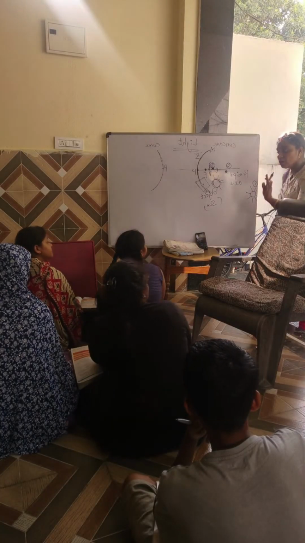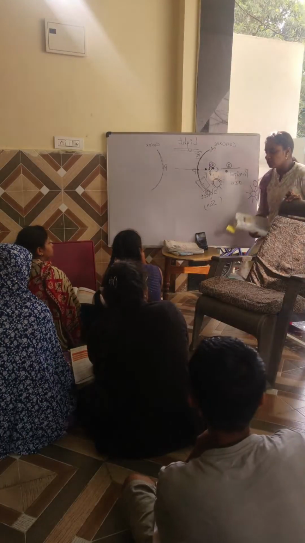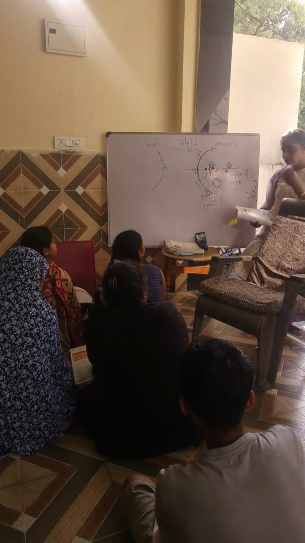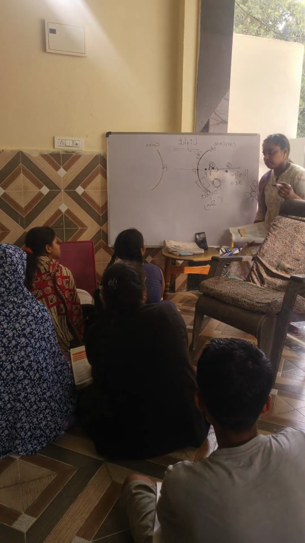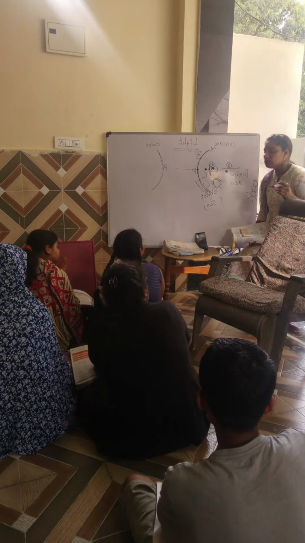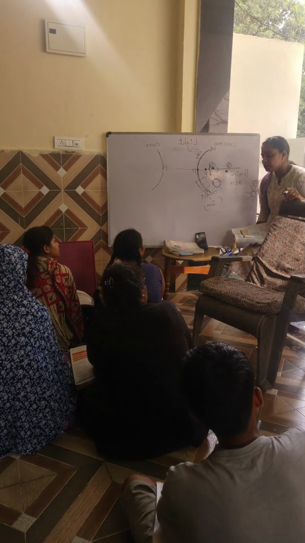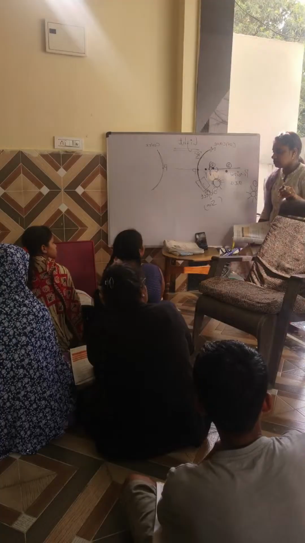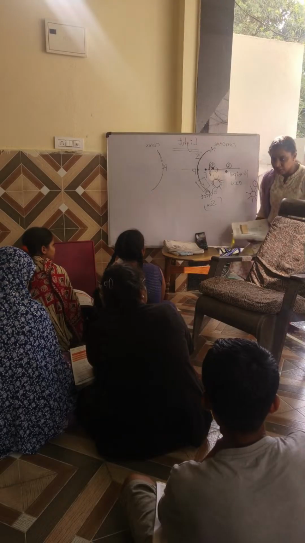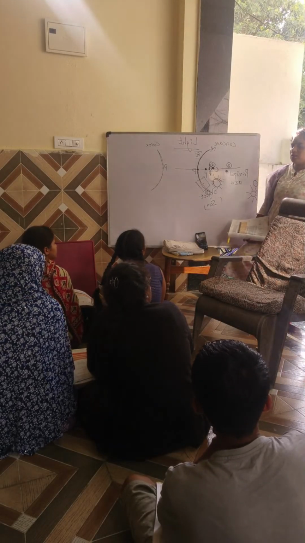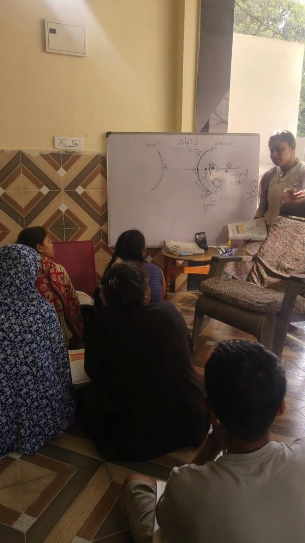Suppose I keep the object at C, what is the position? The position is at C only. Here only the image will form. What is the size of the image? Same size. There is no diminishing and no enlarging. There are three cases: diminished, highly diminished, enlarged, same size.